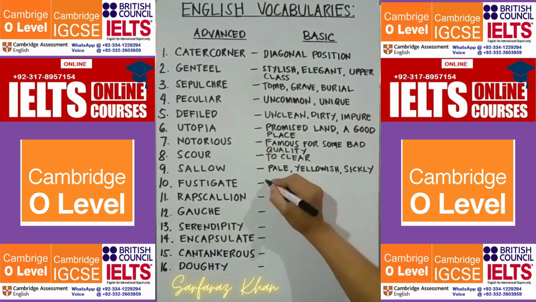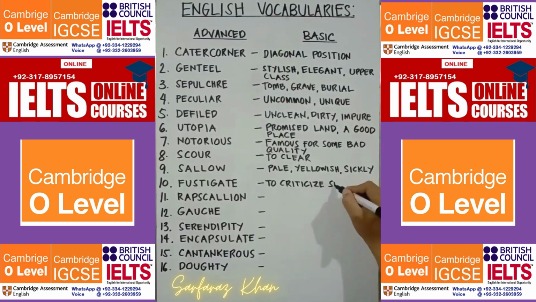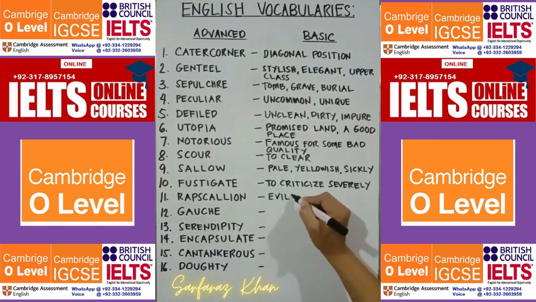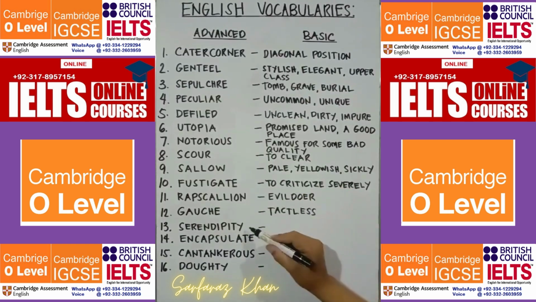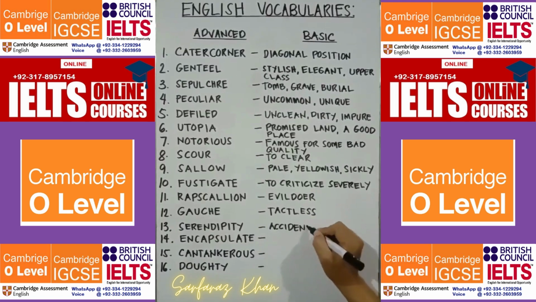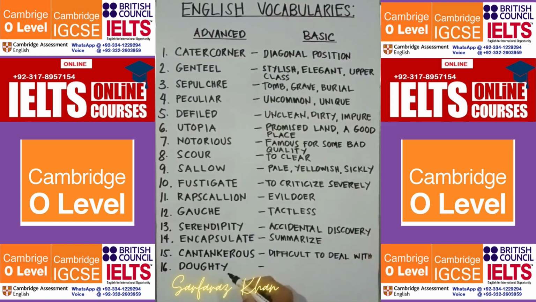Fustigate: to criticize severely. Rapscallion: evildoer. Gauche: tactless. Serendipity: accidental discovery. Encapsulate: summarize. Cantankerous: difficult to deal with. Doughty: brave, strong.